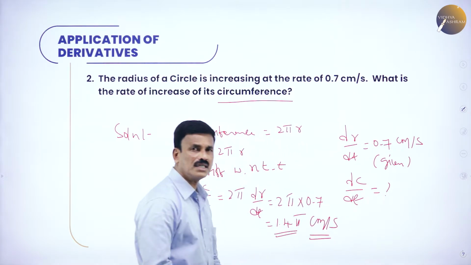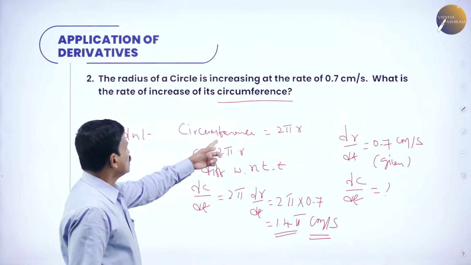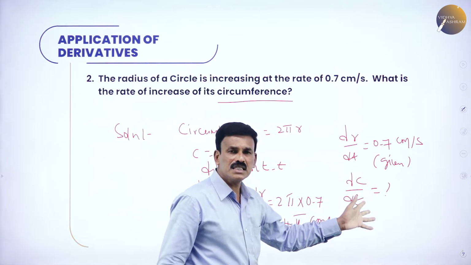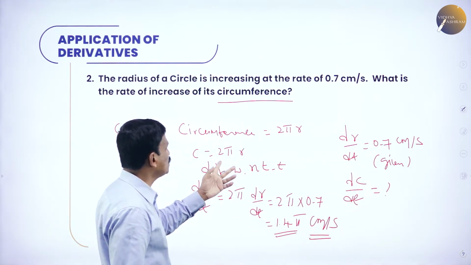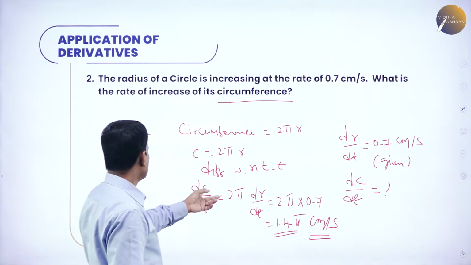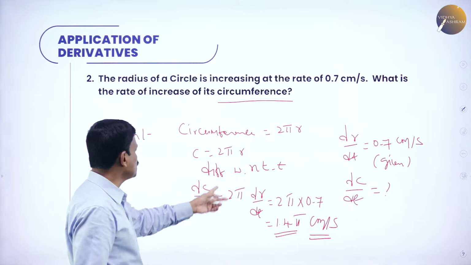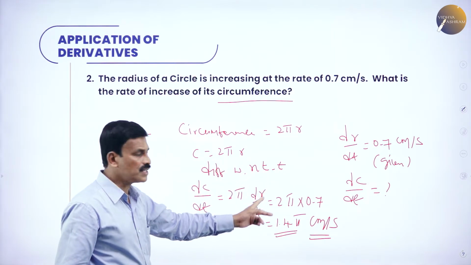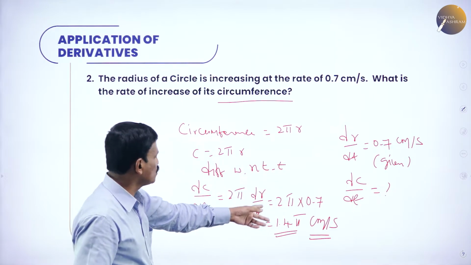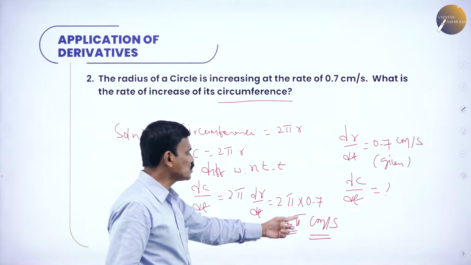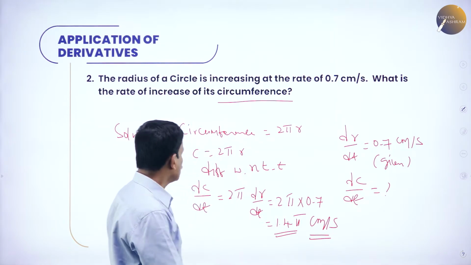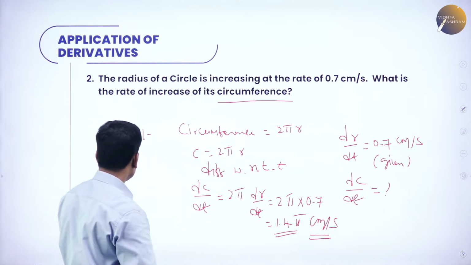That's it. Okay. Very simple. See here. Given dr by dt is 0.7. What is required to find is dC by dt, that means the rate of change of circumference. So, the circumference of the circle is 2 pi r. Differentiating with respect to t, dC by dt is equal to 2 pi into the derivative of r, which is dr by dt. 2 pi into, what is dr by dt? dr by dt is equal to 0.7. 0.7 into 2 is 1.4 pi centimeters per second, which is the rate of change of circumference of the circle.